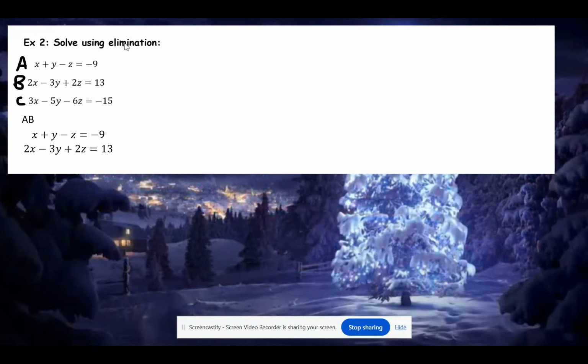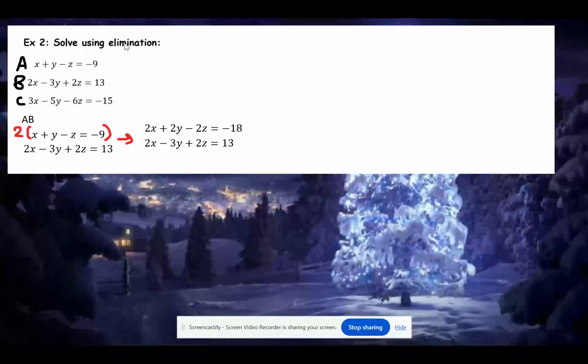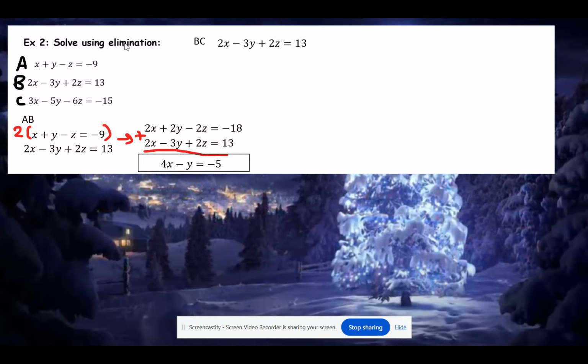And then you want to pick which letter you would like to get rid of. I'm going to go with my z's this time and get those z's to match up. And if we add, we'll get 4x minus y equals -5. And you want to draw your box. So we're eliminating a letter and then drawing a box around our answer. And then we pick 2 other equations to match up, maybe A and C or B and C. I'm going to do BC.